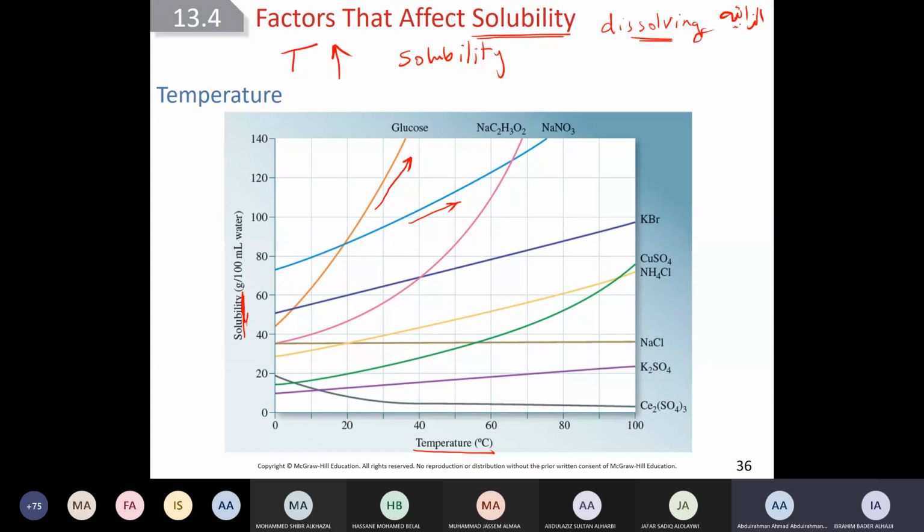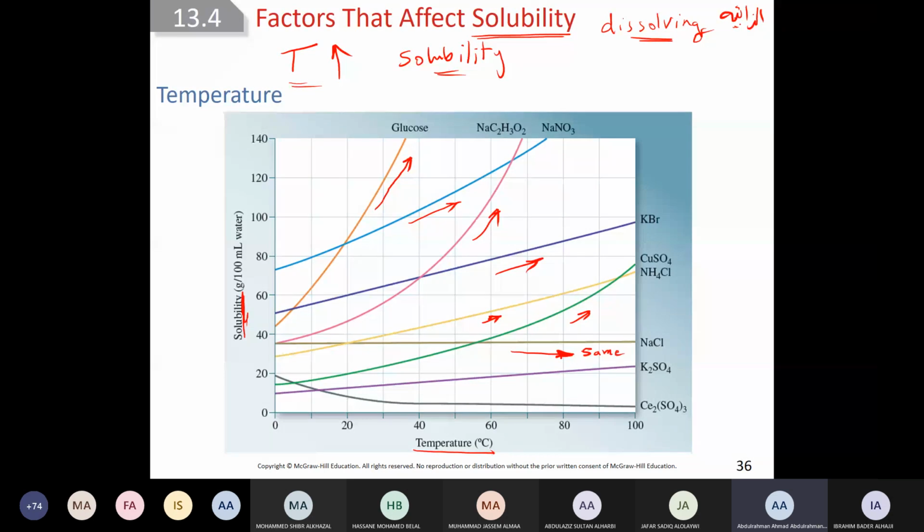How about this one? Also, if you increase temperature, solubility will increase. How about this one? Yes. How about this one? Yes. But look at this one. It decreases. Does it decrease or almost? The last one, I mean. The same. No, this one is almost the same.